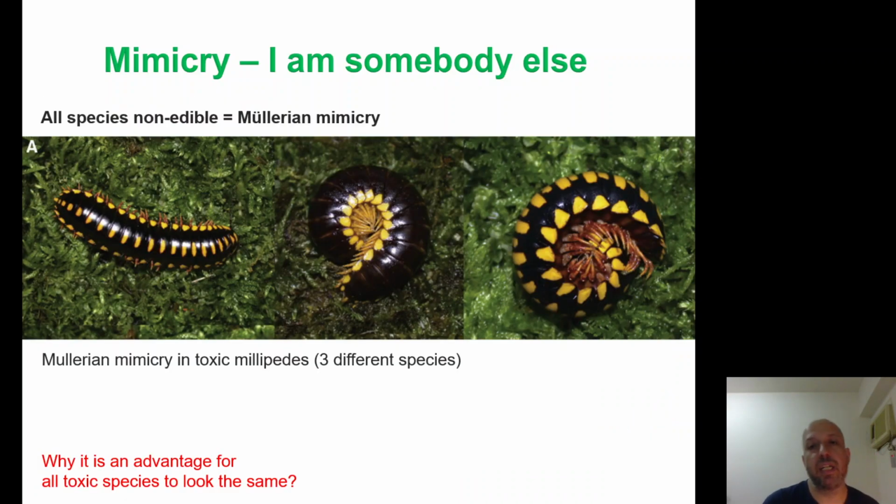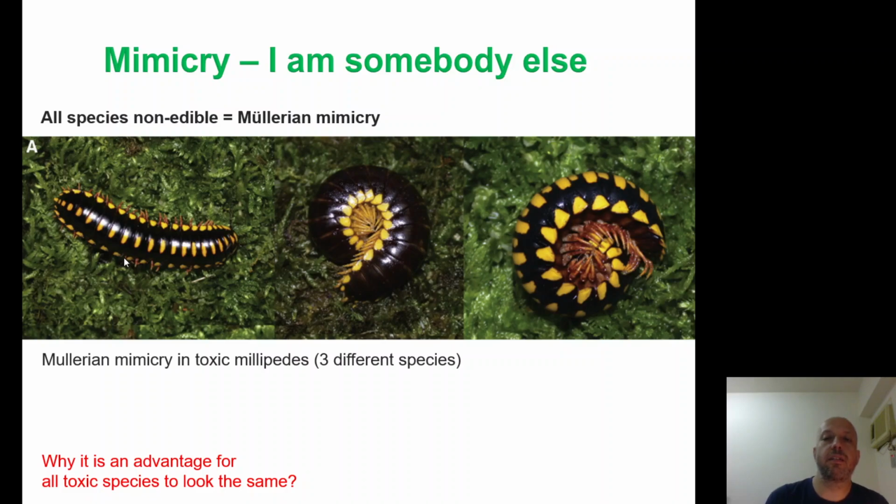How does it work? We can actually see that in many other arthropods. For example, many millipedes are toxic. I told you that they are protecting themselves with cyanide products, right? So they are very toxic. That's why they are very brightly colored, black and yellow. But many species, these are three different species which are not really related, have the same coloration. So all of them are toxic, but all of them use the same warning coloration.